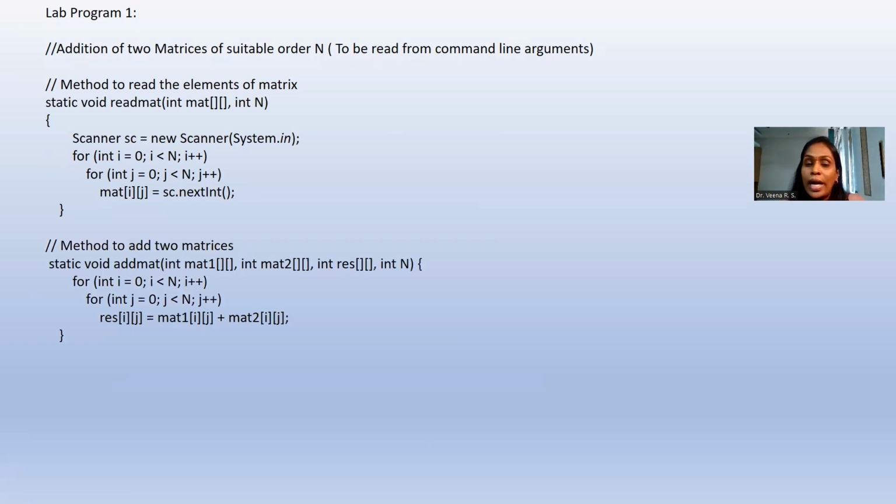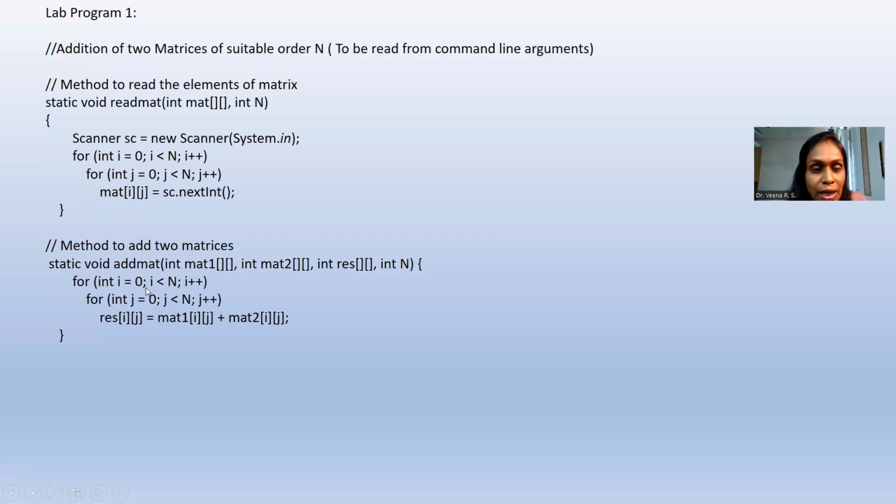One more method is to add two matrices. Whenever you want to add two matrices, this method also I'll be calling within the main method, so that will also be of type static. So how many arguments do you need for it? Two matrices which I want to add, and then I have to put it into the resultant matrix, and all those matrices are of a particular order.